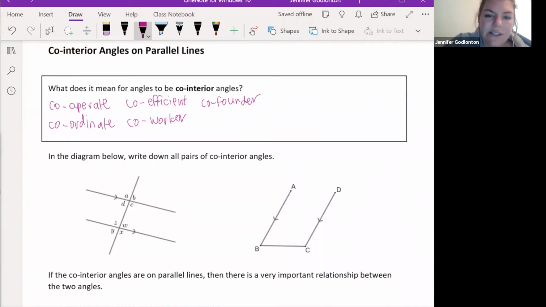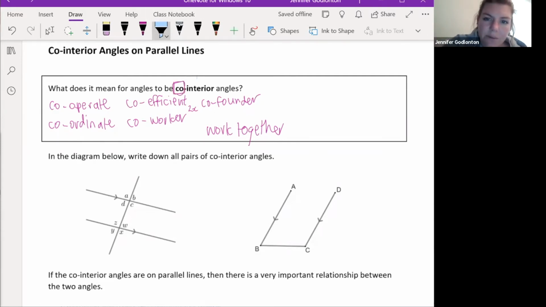remember, coefficient is the number before a letter in maths. A co-worker, a co-founder. What do you think that co is doing to all of these words? What does it mean to be a co-worker or to cooperate with someone, or to be a co-founder? Exactly, they work together. All of these co's are telling us that there are two things working together in order to get something. That is what the co is telling us.